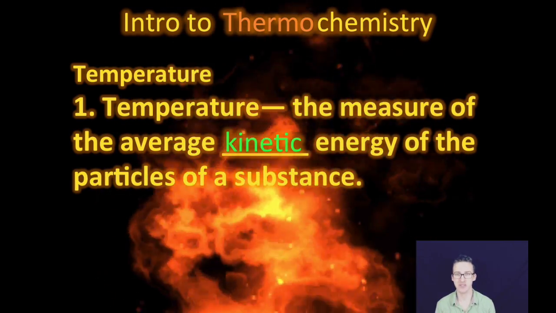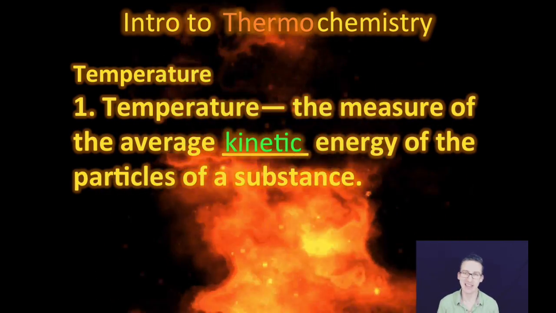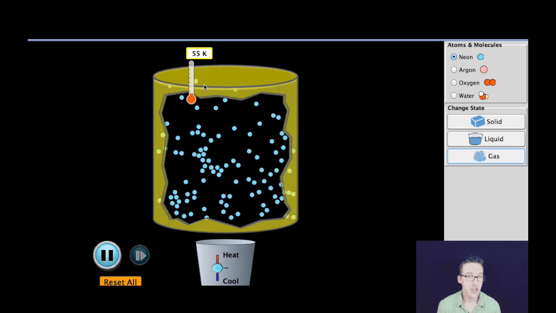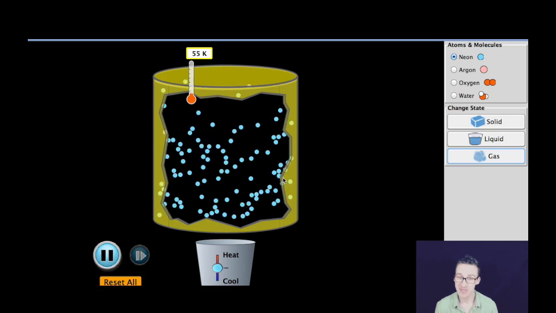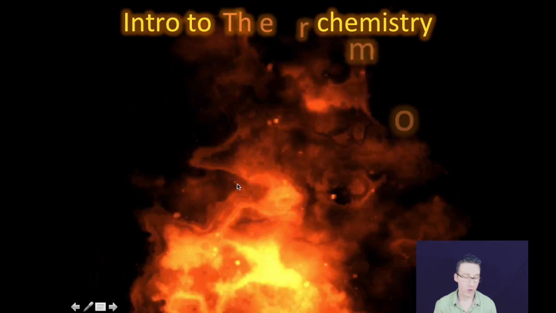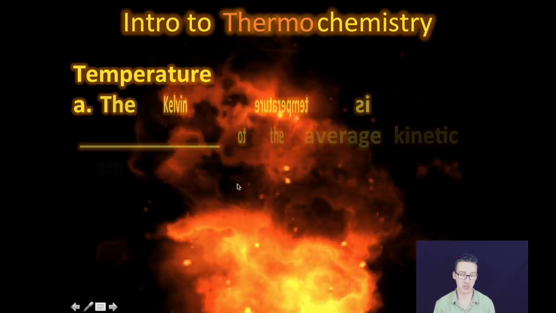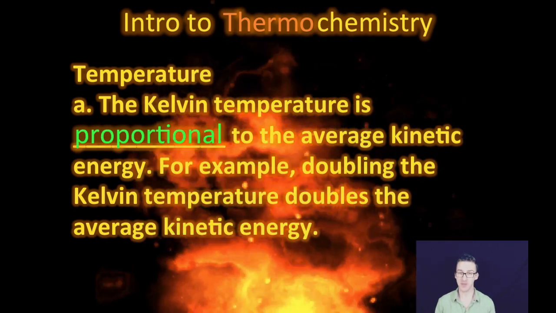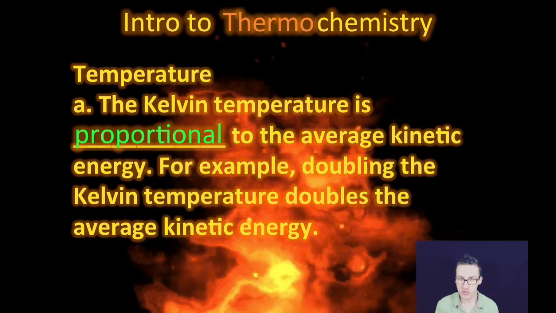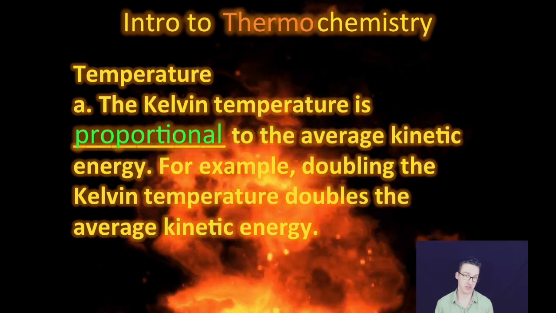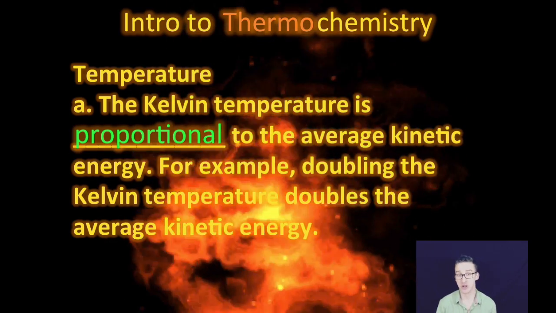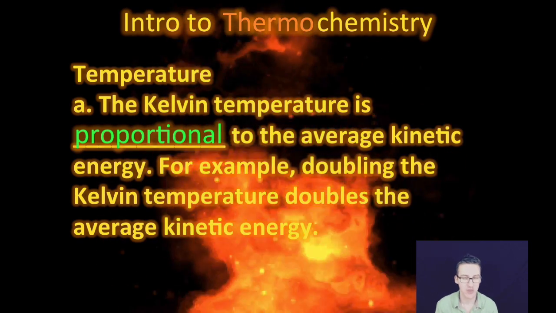Okay, so first we're going to go back to temperature. Temperature, remember, is the measure of the average kinetic energy of the particles of a substance. Energy of motion. Here's some particles. They're in motion. Some important things to keep in mind about temperature and its relationship to average kinetic energy. Remember that the Kelvin temperature is proportional to the average kinetic energy. So, for example, if you were to double the Kelvin temperature, you also are going to double the average kinetic energy.